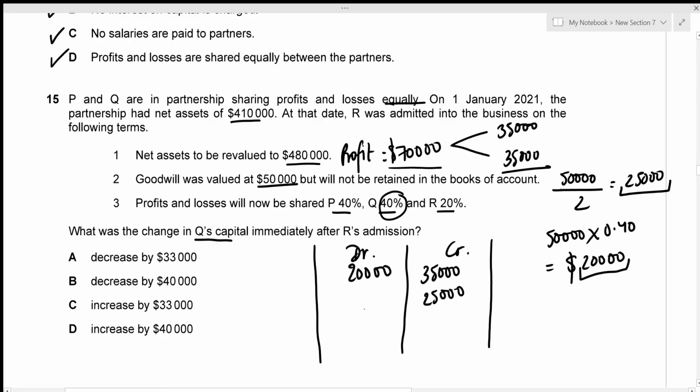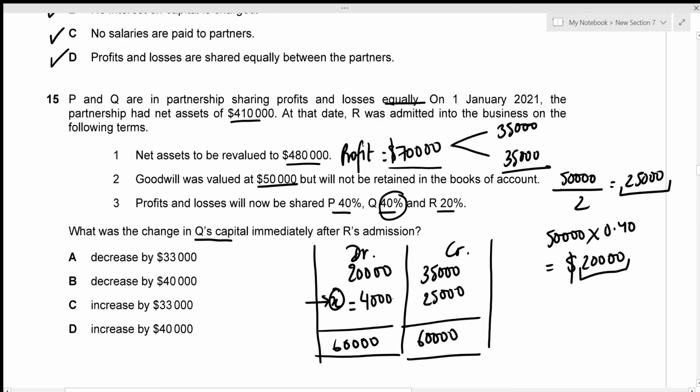Now we need to figure out the change, which is going to act as the balancing figure over here. So that's going to be X. Alright, let's figure out the total for the credit side. That's 35,000 plus 25,000, which is 60,000. Which must be true for the debit side as well. And the balancing figure, which means the change in Q's capital, is going to be the difference between 60,000 and 20,000, which is 40,000. And since this value is on the debit side, this represents an increase in the capital balance. Now the increase by 40,000 is given in our option D.